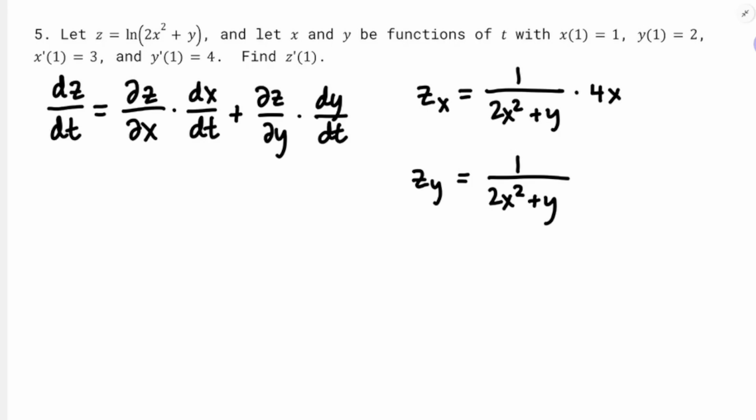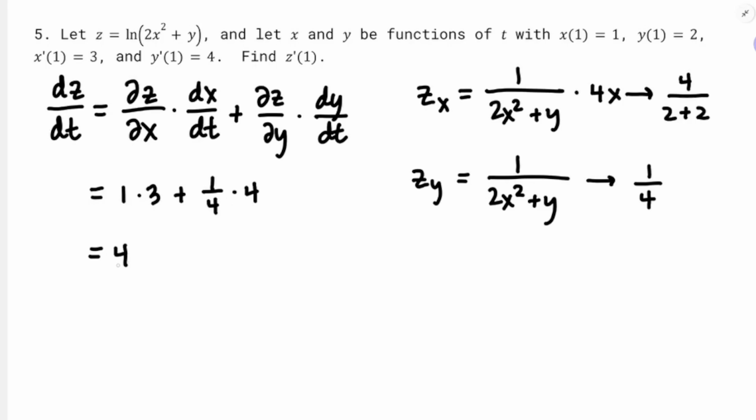All right. Now, when I plug in x equals 1 and y equals 2, I'm going to have 4 over 2 plus 2, and that's looking like 1 to me. And zy will equal, I got the same denominator, so that's going to be 1 over 4. So the thing I'm looking for is zx, which we determined was 4 over 4, times dx dt, which is x prime of 1, that's going to be 3, plus partial derivative of z with respect to y, which is a fourth, multiplied by dy dt, which is 4. So that's going to be 3 plus 1, and that's going to equal 4.